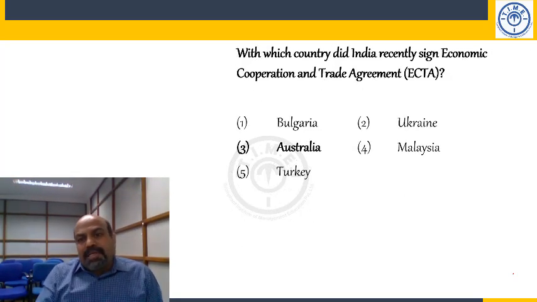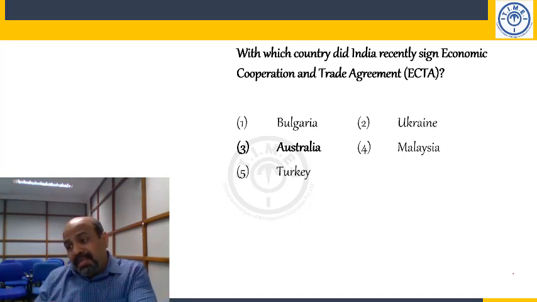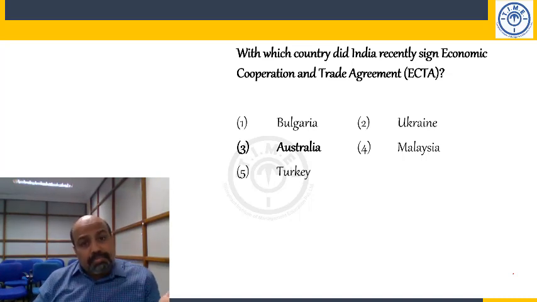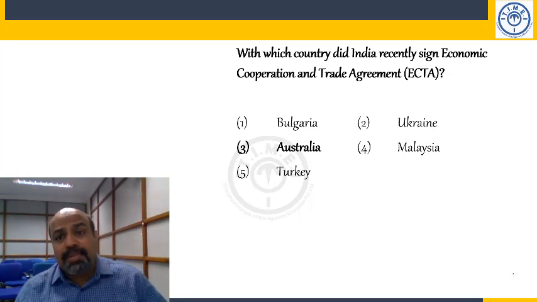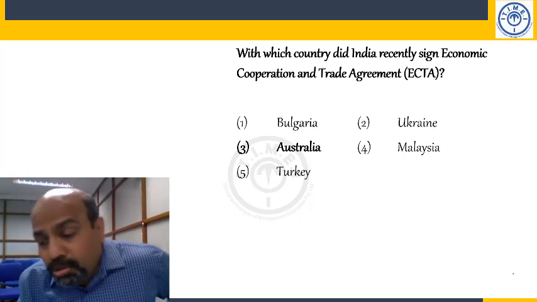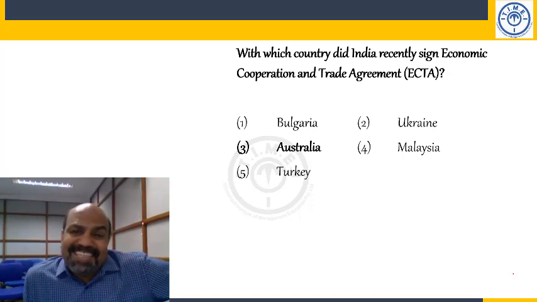With which country did India recently sign the economic cooperation and trade agreement called ECTA? Australia. So I want you to write some basic points about this. I went to the Australian government's website because the Indian government's website, the Commerce Ministry's website, has almost no details on this particular trade agreement. So I went to the Australian government's website and I found a lot of good data there.